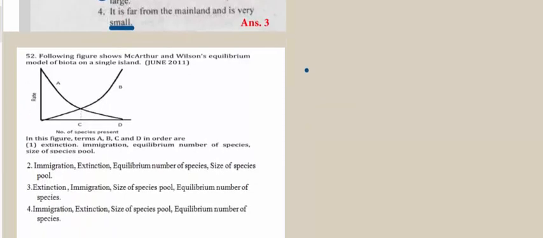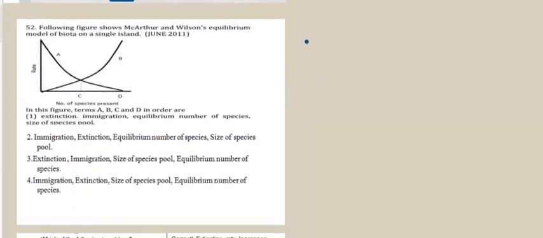Next, let's switch to the third question. So the third question is: the following feature shows MacArthur and Wilson's equilibrium model of biota on a single island. So here they have given the theory name in the form of the persons who discovered it. You need to remember that also: who discovered the equilibrium theory of island biogeography? It is MacArthur and Wilson who discovered this theory. So you may get a question like this.